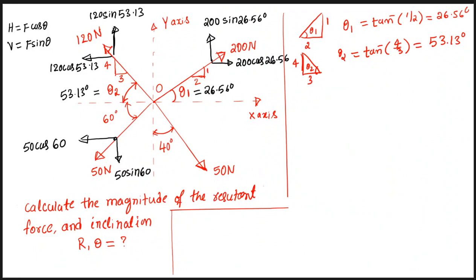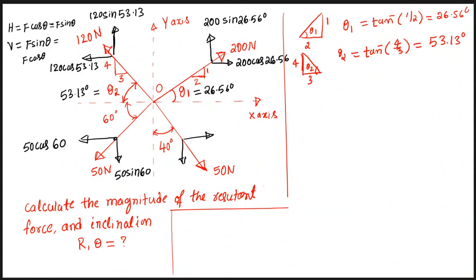Now the fourth force, which is acting in the fourth quadrant, is inclined with respect to the vertical axis. Therefore, the horizontal component becomes the reverse of this one, that is F sin theta, and here it is F cos theta. So resolve this force into its components.